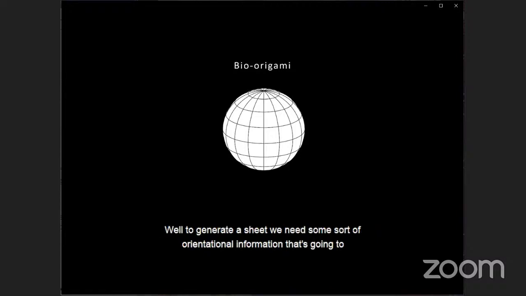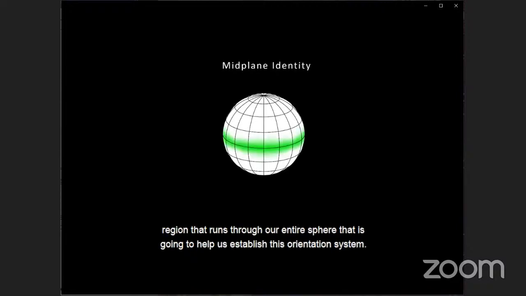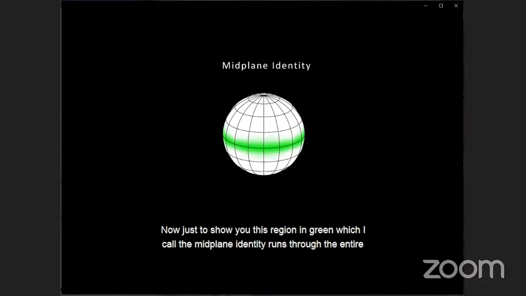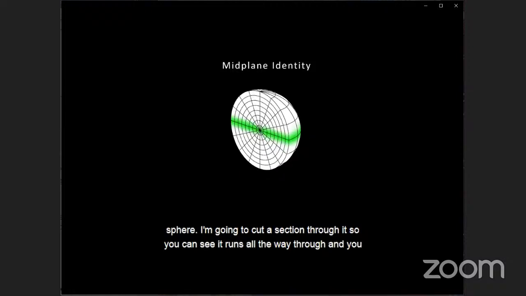Well, to generate a sheet, we need some sort of orientational information that's going to allow us to grow or deform this sphere in one direction more than another. And to do that, I'm going to introduce the notion of what I'm going to call a mid-plane identity, an equatorial region that runs through our entire sphere that is going to help us establish this orientation system. Now, just to show you, this region in green, which I call the mid-plane identity, runs through the entire sphere. I'm going to cut a section through it so you can see it runs all the way through. And you can think of this as a region of gene activity that is somehow defining an equatorial plane or mid-plane.